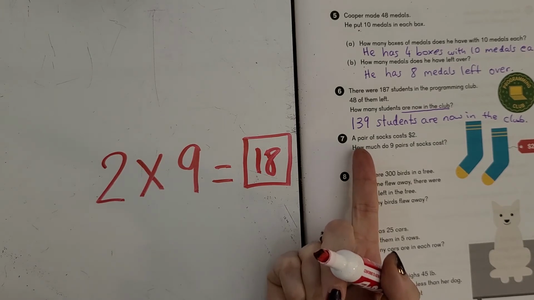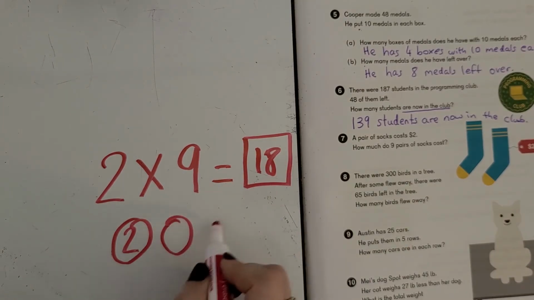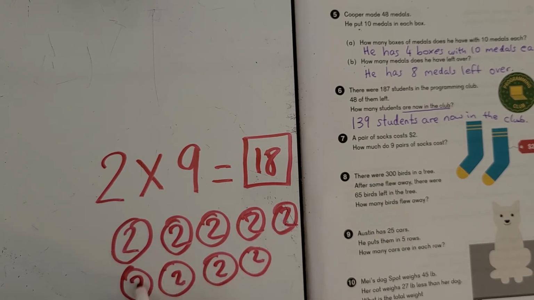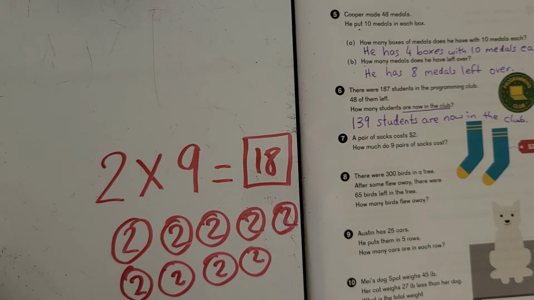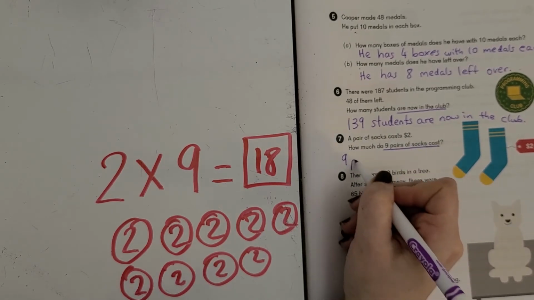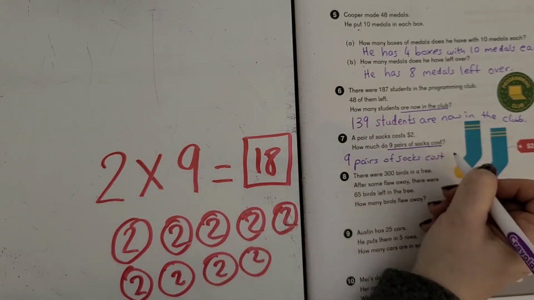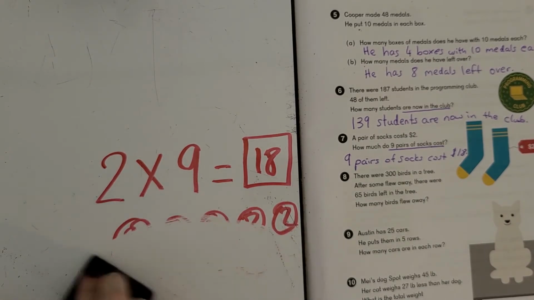If you wanted to draw to figure it out, you could say if 1 pair of socks costs $2, you want to find out 9 pairs. This is 1, 2, 3, 4, 5, 6, 7, 8, 9. There's my 9 pairs. And each pair costs $2. And then you could simply count by 2s. 2, 4, 6, 8, 10, 12, 14, 16, 18. There is my 18. So I'm going to write my statement. 9 pairs of socks cost $18.